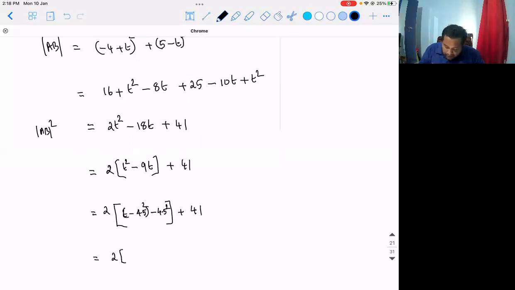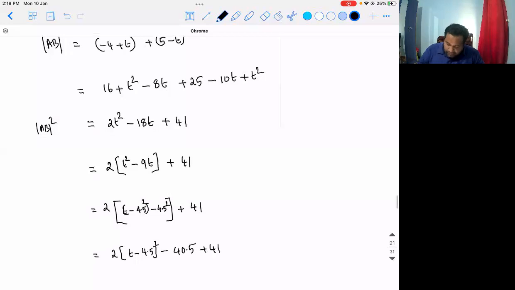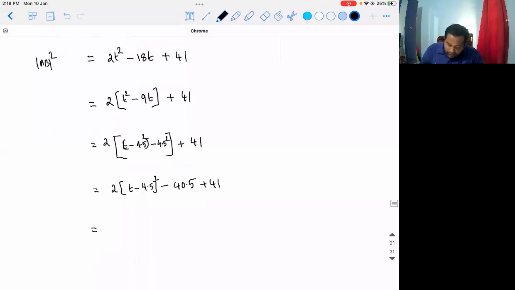2 times t minus 4.5 square minus 2 times 4.5 square. Minus 2 times 4.5 square is minus 40.5, plus 41. So it becomes what? 2 times t minus 4.5 square plus 0.5.